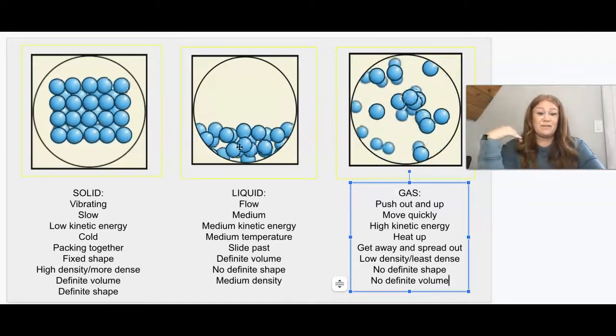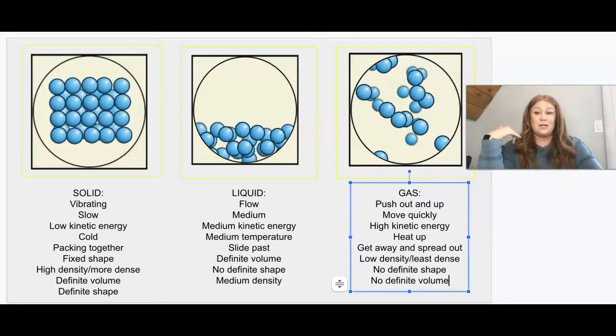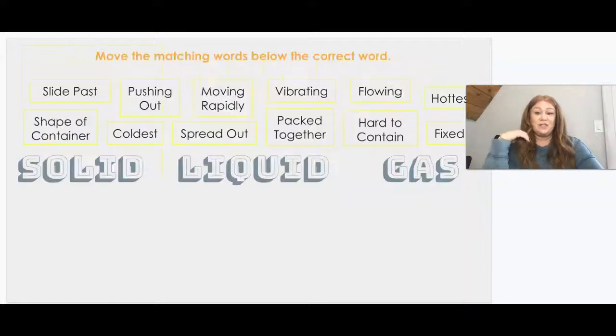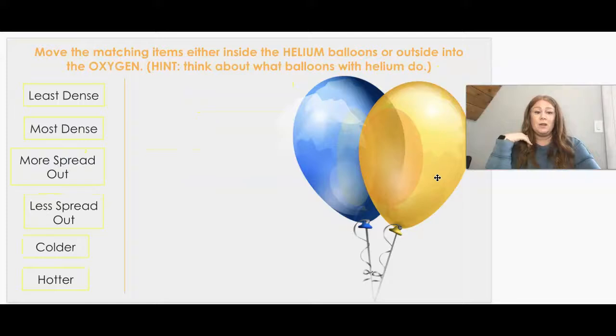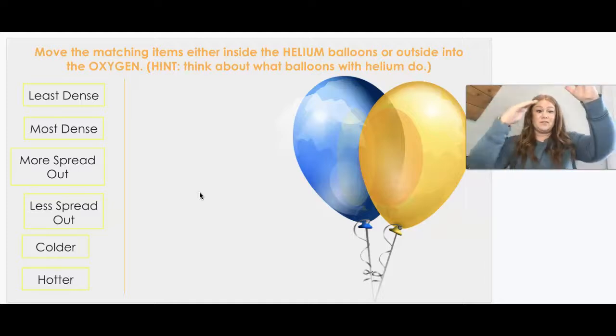So you're going to use this information to fill out each of these pages here. You're going to decide which word goes under here. They might not all have exactly the same amount. Which of these words or pictures matches here? Think about, we've got a helium balloon here and regular oxygen here. So what words are going to help describe a balloon that goes up versus a balloon that, if I just blow it up, falls to the ground?